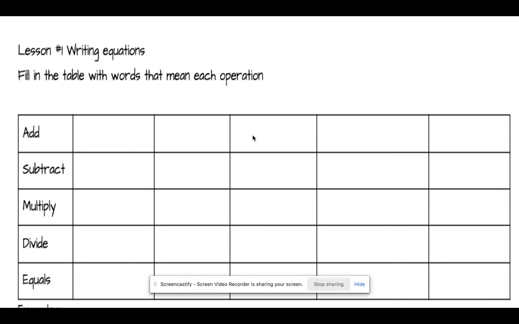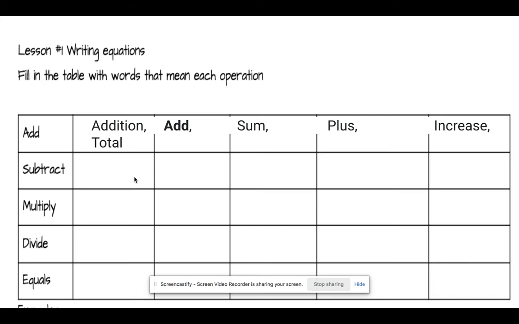The ones I put for add were addition, add, sum, plus, increase, and total. All of those words might be used in a sentence that mean that you have to use the operation addition in order to solve the problem. Stop the video, fill out your notes.